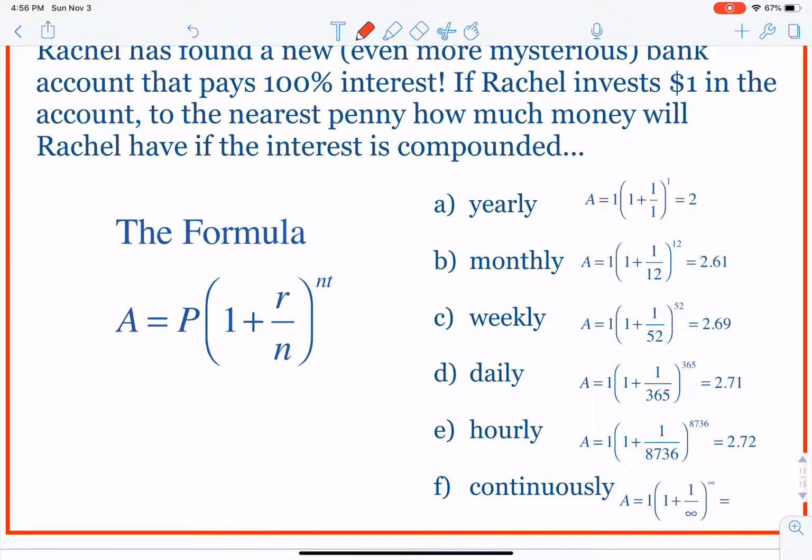Here, it looks like I went ahead and plugged in 1 for yearly, because we're just talking about 1 year. Here I have 12 for monthly. Looks like it gives me a little bit more money, a little bit more money, a little bit more money, and a little bit more money. And when we talk about continuously, I'm continuously compounding interest. So I have infinities that I've placed in there. But we can't really work with the number infinity, right? We can't really work with a value for infinity.